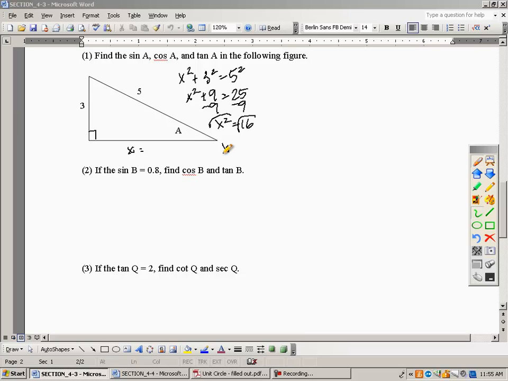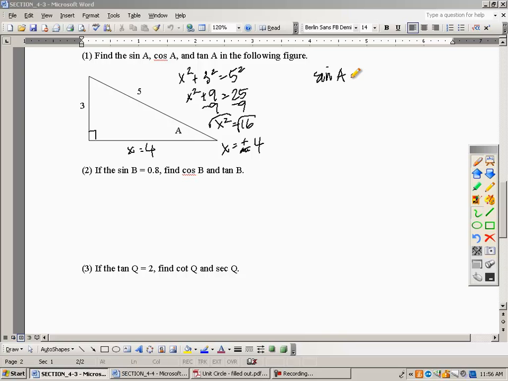Now normally when you square root, you get positive or negative 4. But in this case, the negative isn't relevant because we're dealing with an actual triangle. So I don't need the negative. My side length is 4, but please keep in mind that when you square root, you do need 2 answers. Now that I have all 3 sides, I can actually start writing my trig values.